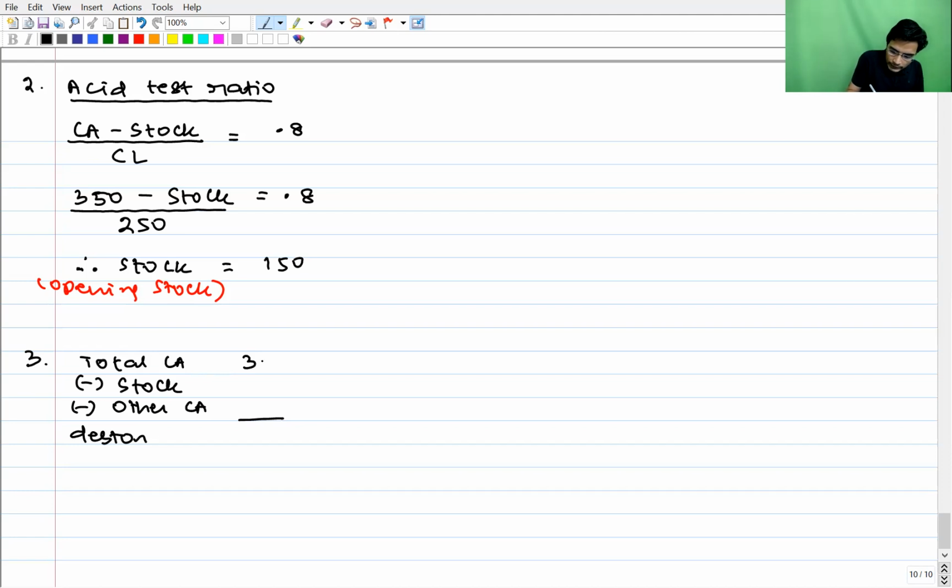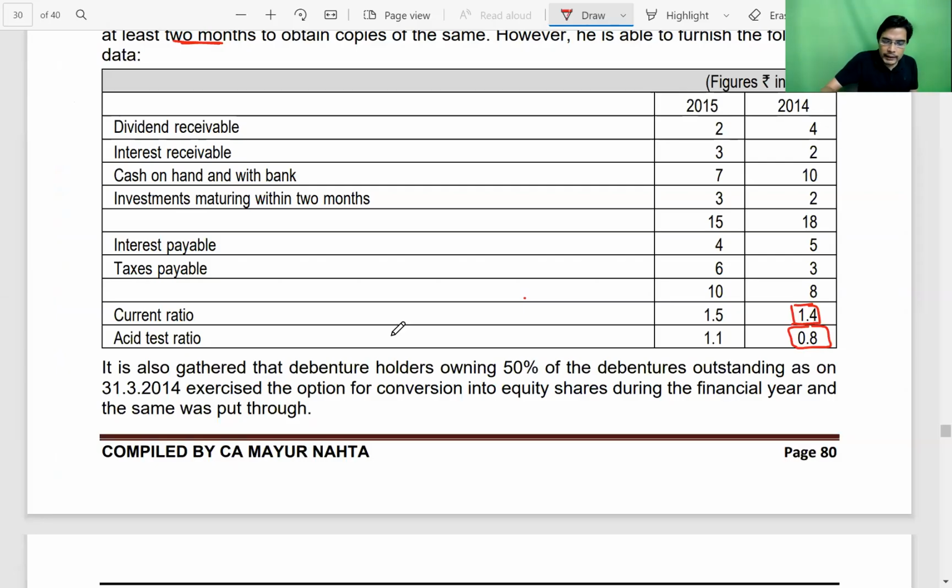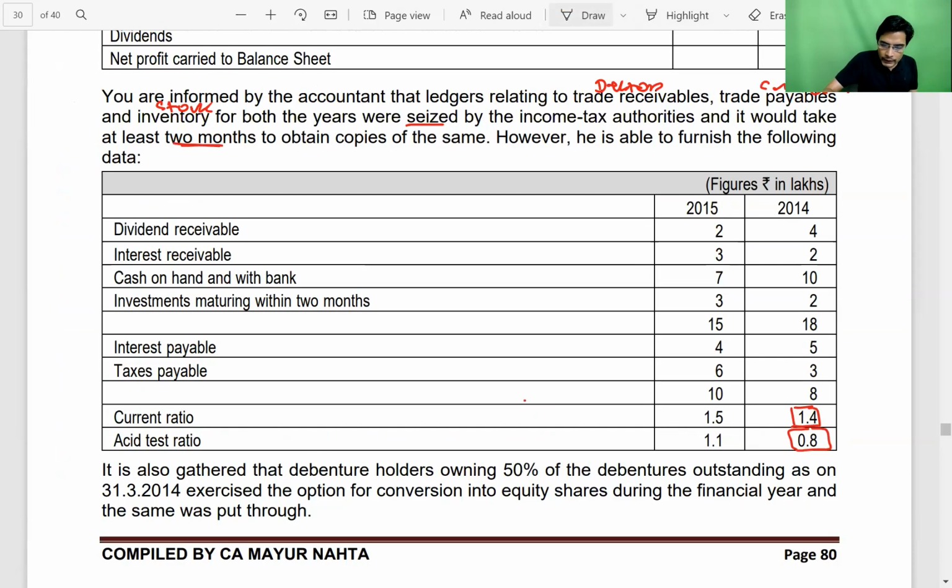Total current assets is 350. In this current assets, we have debtor also, stock also, other current assets also, whose examples I gave you some time back. So if we minus stock, which is 150, and if we minus other current assets existing at the beginning of the year, other current assets is 18.